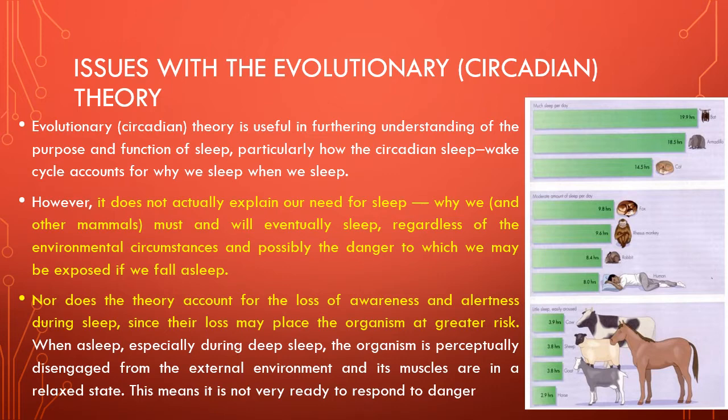Nor does the theory account for the loss of awareness and alertness during sleep, which may result in putting the organism at greater risk. So it doesn't explain the fact that we actually sleep during the time that predators are out, which makes us more vulnerable because we don't know that they're there. So we are more vulnerable, which kind of makes the whole theory go out the window.